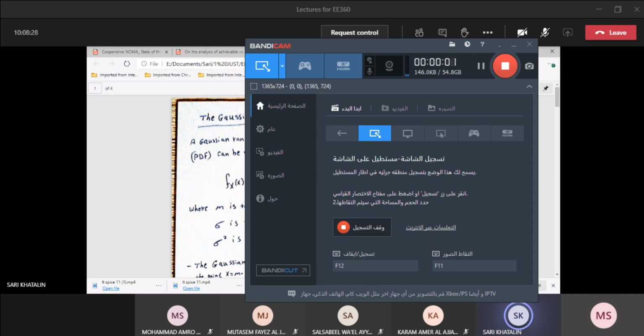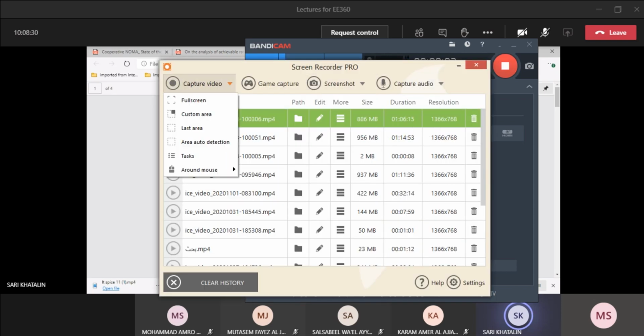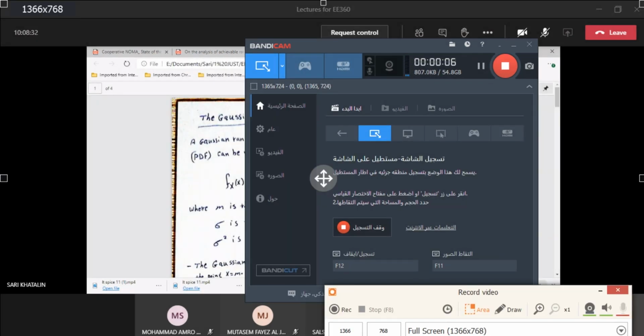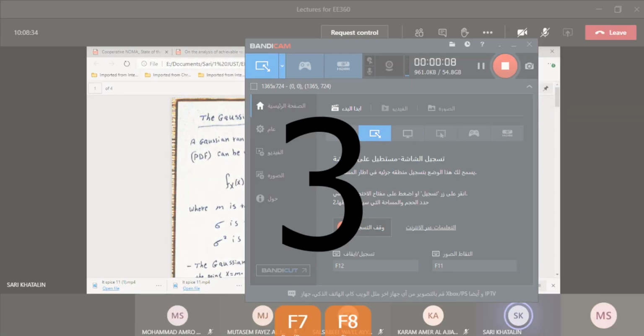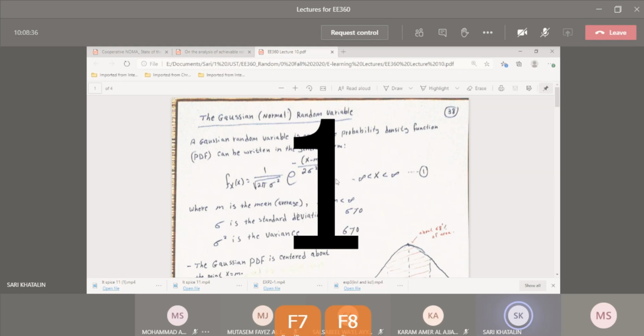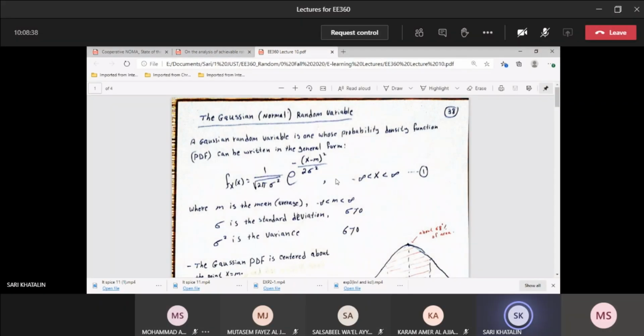Hopefully this week, today and Tuesday, we'll finish chapter 2, where we're going to continue talking about random variables. Today, we're going to introduce a very important distribution or random variable. It's called the Gaussian or normal random variable. This distribution is very important, has several applications. For example, it's used heavily in statistics, communications, and other applications.